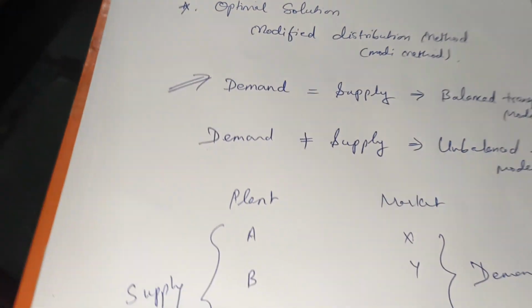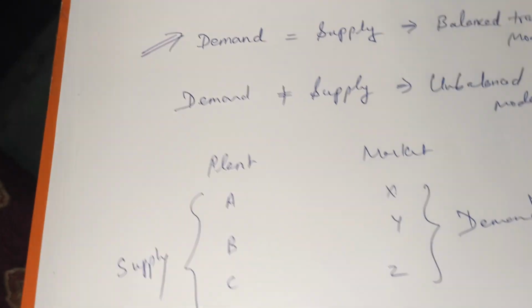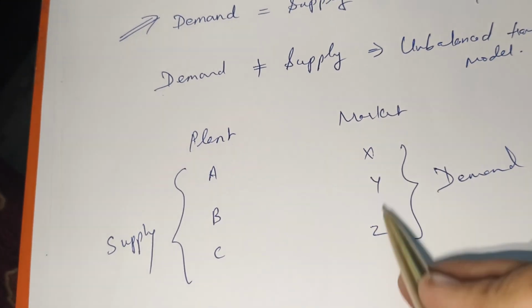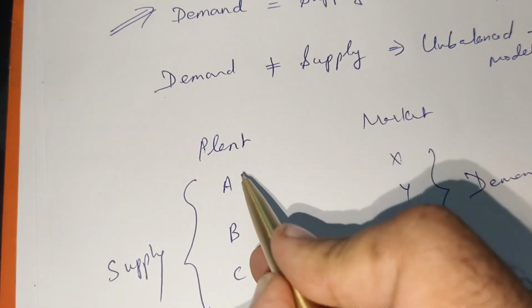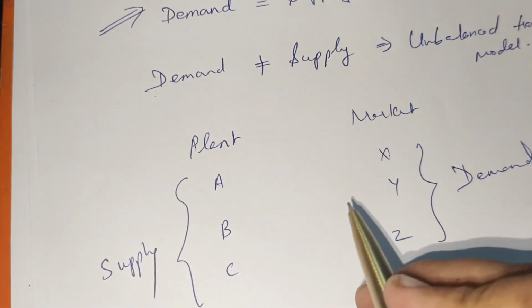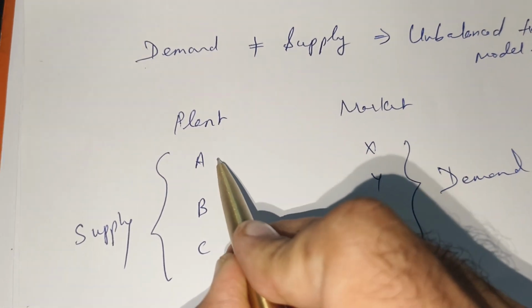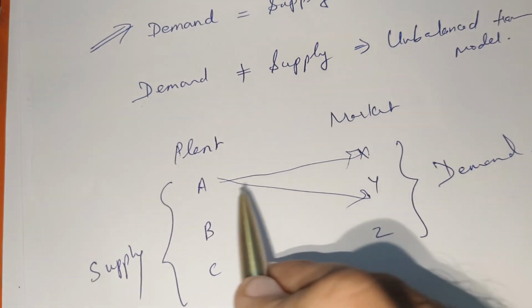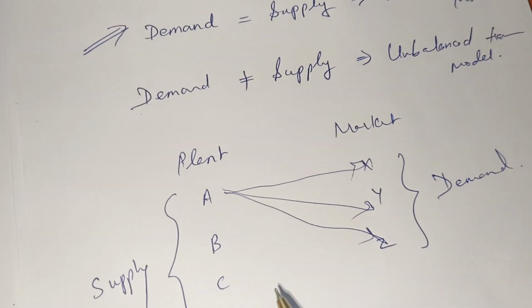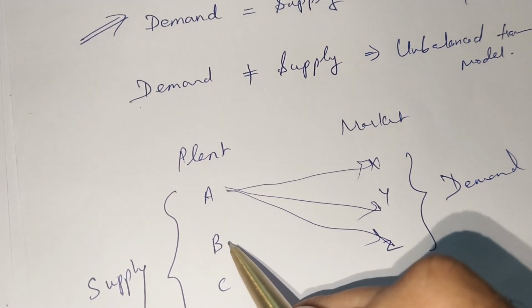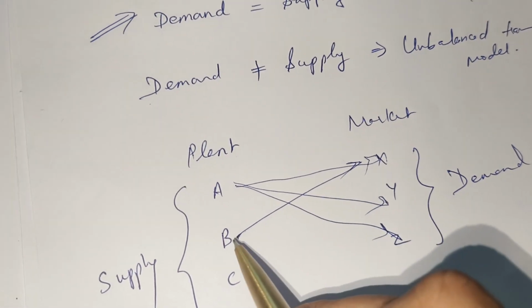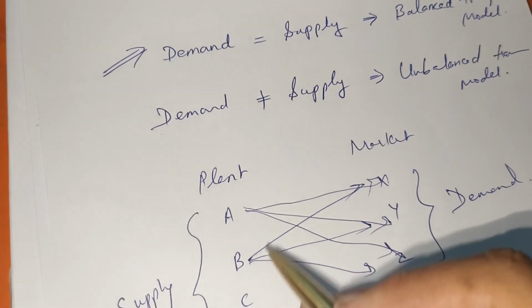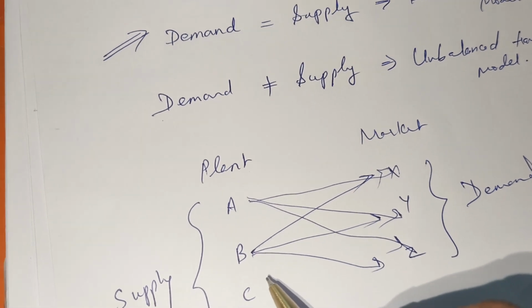Here I am giving an example. We have three different plants and three different markets. So in other words, demand and supply matching: plant A can sell this product to X, plant A can sell to Y or Z. Same way, plant B can sell their product to X market, Y market or Z market. So we are trying to optimize the cost.